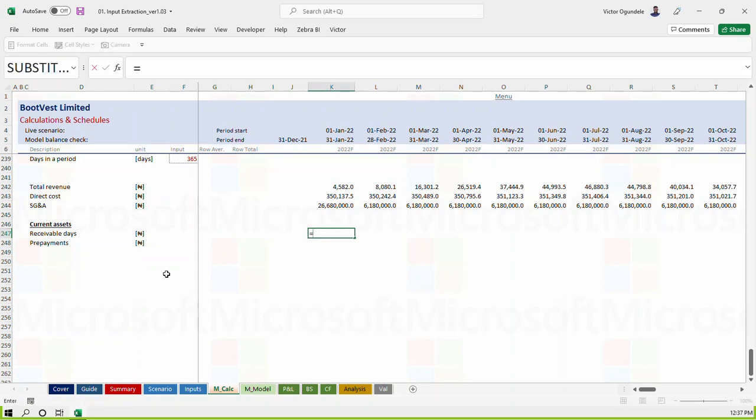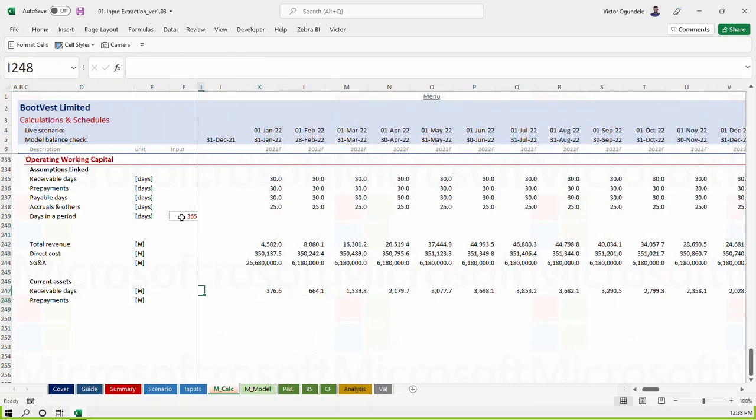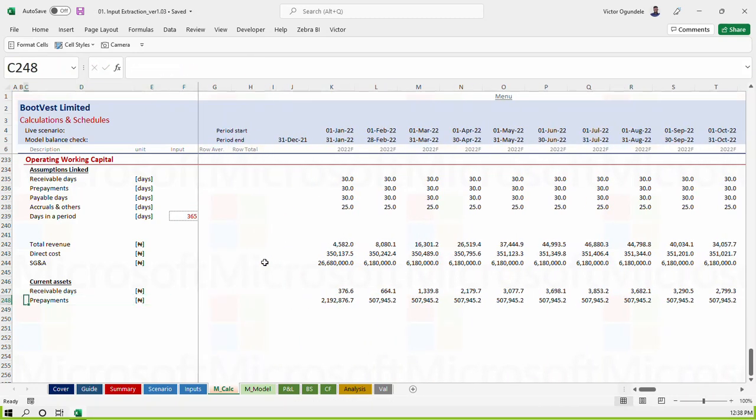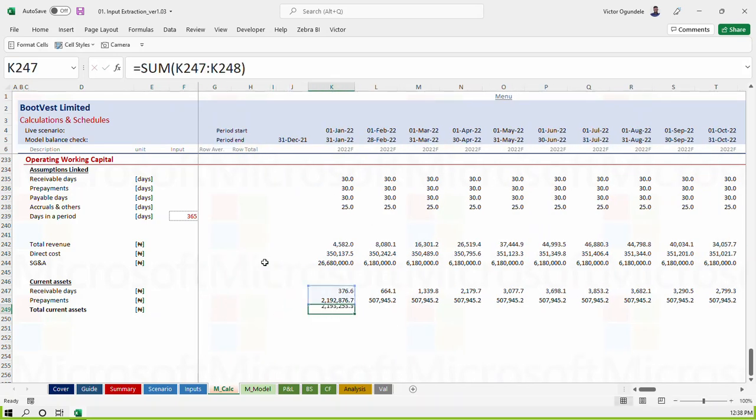So for our receivables will be what? Our receivable days divided by the days in the period. Then multiply by what? So this multiply by our revenue. Then for the prepayments, those will be on some operating expenses being prepaid. So this is where you see the cash management thing comes into play. So total current assets, just sum both of them together.